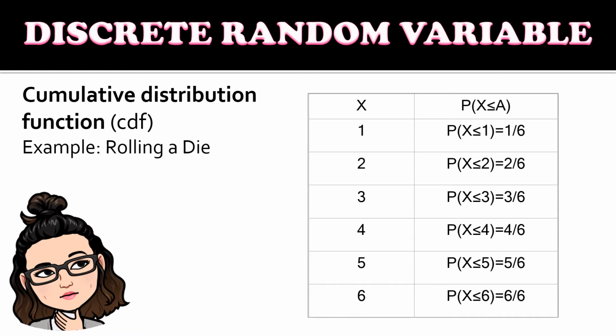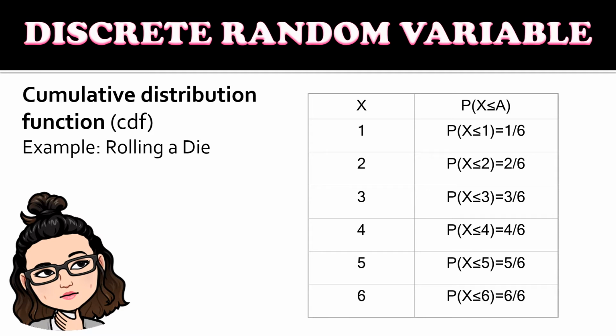From the table, you can see on the left is the number of dots on a die, and on the right side is the probability. For the first, the probability of getting a 1 or less than or equal to 1, we have 1/6. Next, the probability of getting a 2 or less than or equal to 2, we have 2/6. So why 2/6? What are the numbers in a die that are less than or equal to 2? We have 1 and of course we have 2.